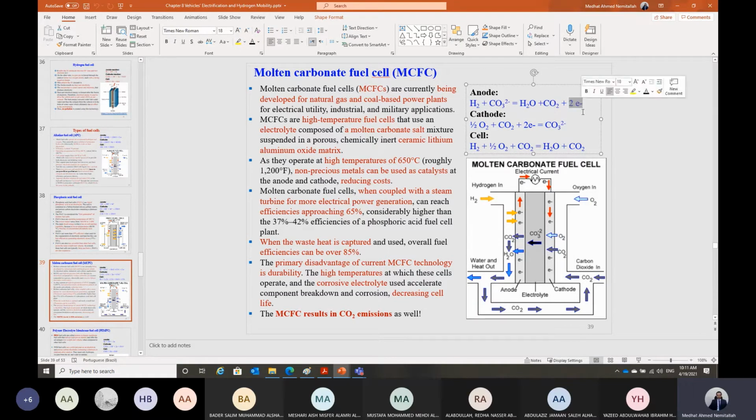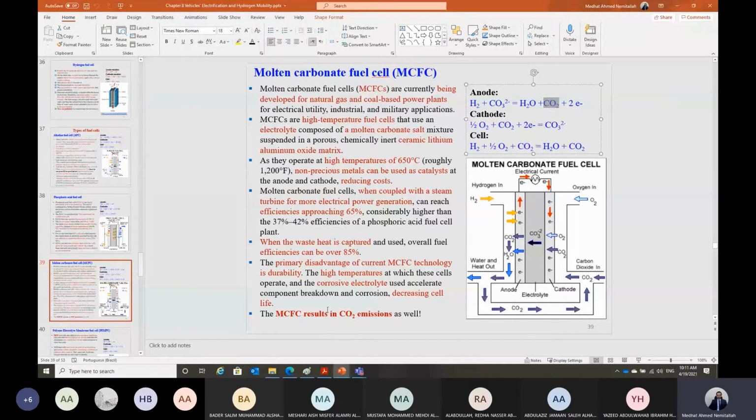Usually we have the flow of electrons. The electrolyte does not allow the flow of electrons. We have to take the electronic flow through an external circuit. And this is the main job of the fuel cell, to have this flow of electrons and generate electrical power. One main drawback of this fuel cell is that we have carbon dioxide at the outlet.